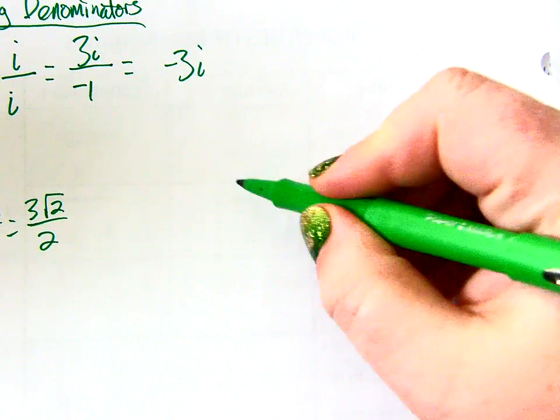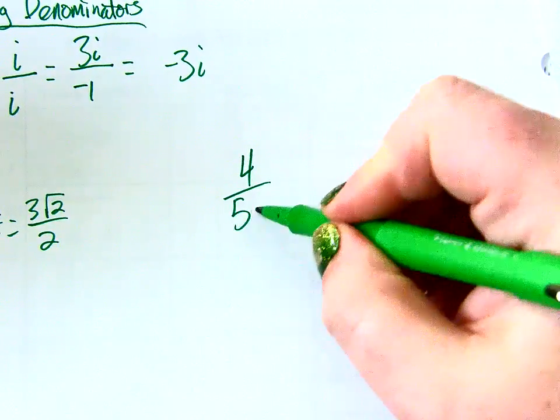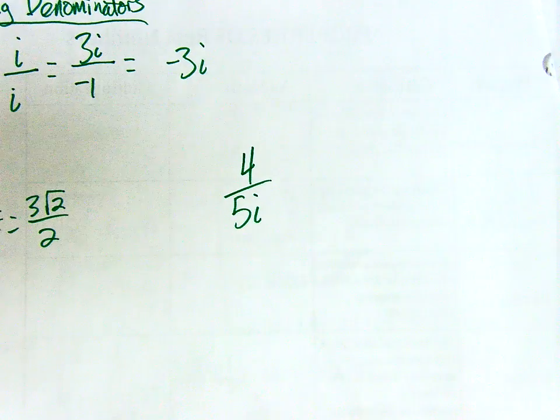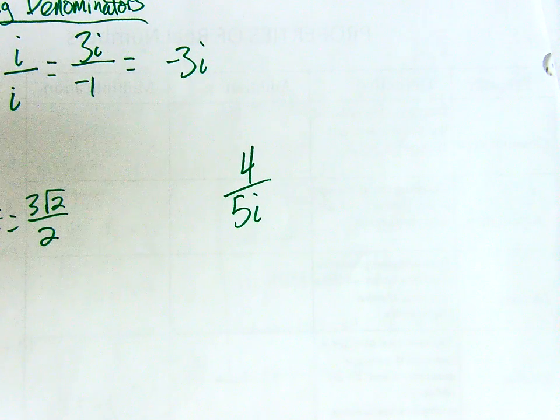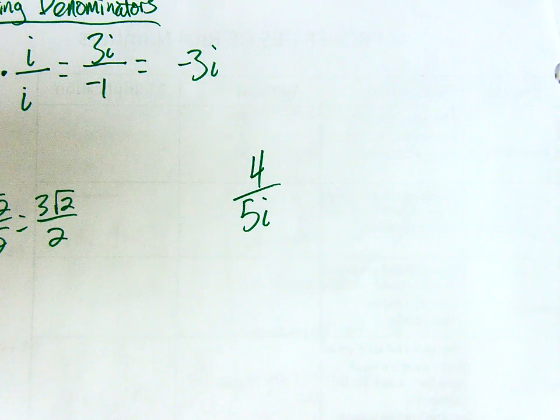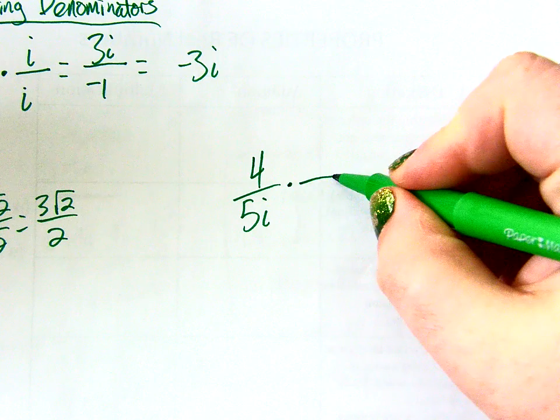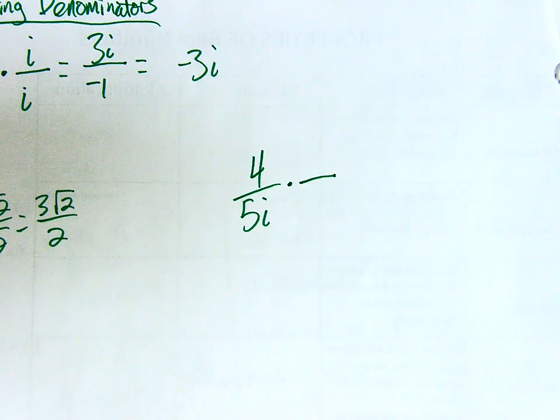How about, what if you had something like 4 over 5i? Is there anything wrong with having a 5 in the denominator? No, you can have a 5 down there all day long. It's the i that we have the problem with. It's not a mistake, but you're doing too much. You don't have to multiply by 5i over 5i, because the 5's not the issue. I can still just multiply by i over i.